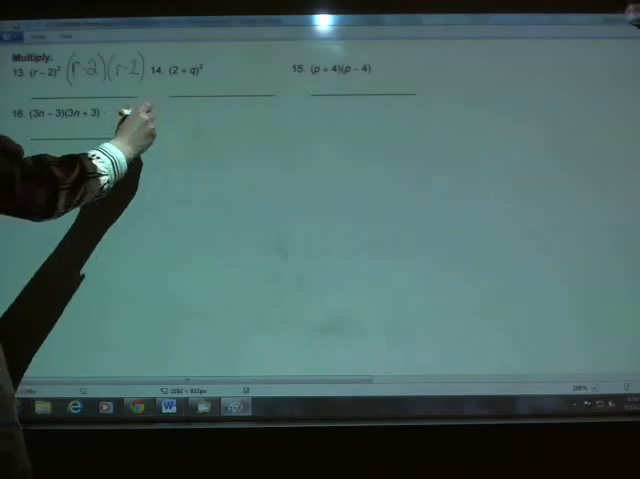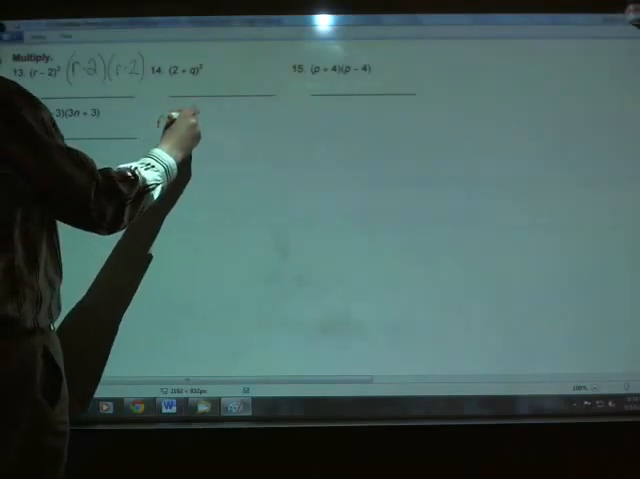Now, obviously, those are both subtractions, which are a problem. We don't like subtractions when we're multiplying binomials, so we're going to go ahead and fix that by changing it into adding the opposite. So I'm prepared to make that change right now, changing this into r plus negative 2 times r plus negative 2.